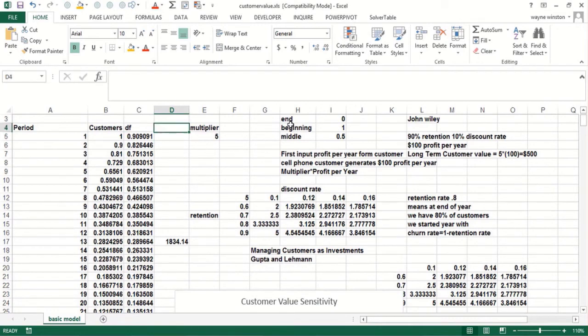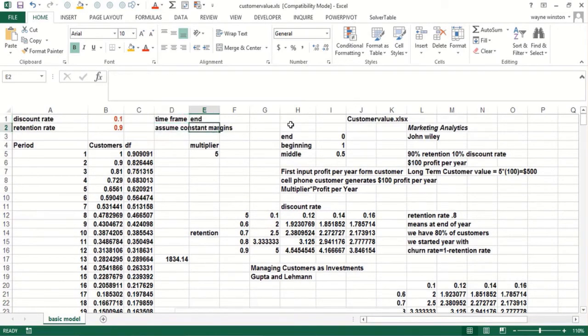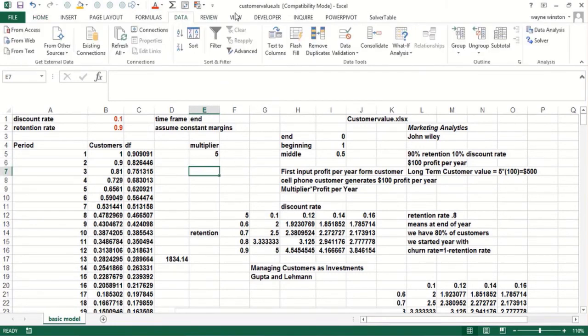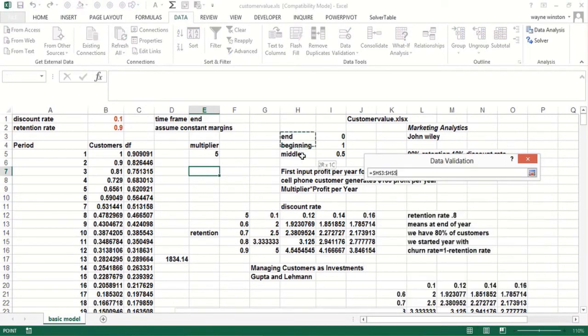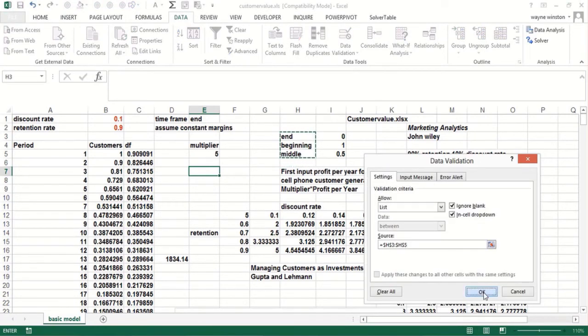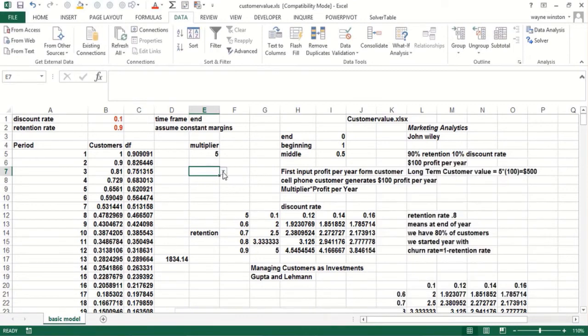So how did I get the drop-down box to show beginning, end, and middle? This uses data validation, which is something we'll cover in chapter 40. But if I want to create a drop-down box that says end, beginning, and middle, all I have to do is go to a cell, go Data, Data Validation, and then in Settings, there's a list feature. And then all I have to do is select end, beginning, and middle. And if I click OK, there's now a nice drop-down box that lets me choose end, beginning, and middle.